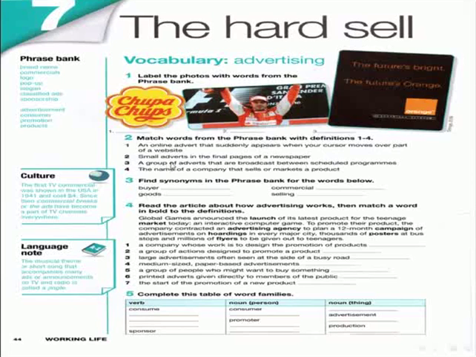2, small adverts or advertisements. Right? Advert, it's advertisement. American English, we say advertisement. British English, advertisement. So we say advertisement or advert. So small adverts in the final pages of a newspaper. What do we call that? We call it in English classified ad. It's here, classified ad, here, or ads.